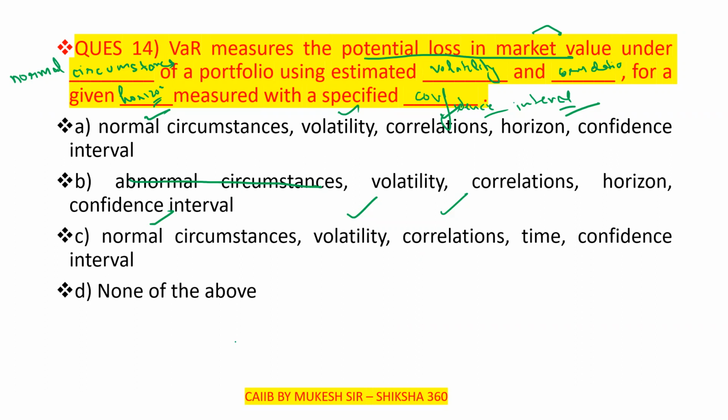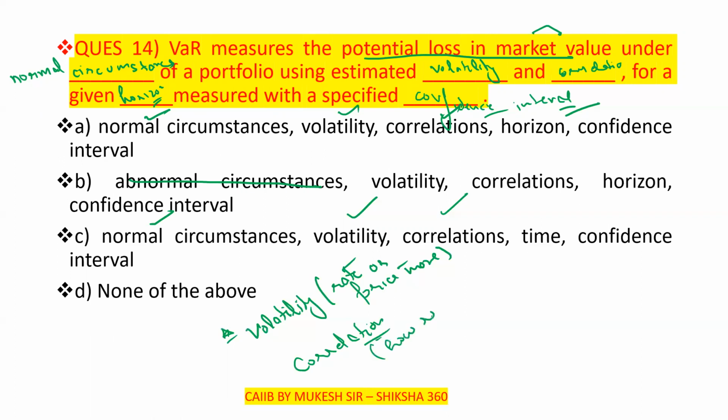Volatility basically means the rate or price move. And correlation, what is correlation here? That is how rates or prices move in relation to each other.